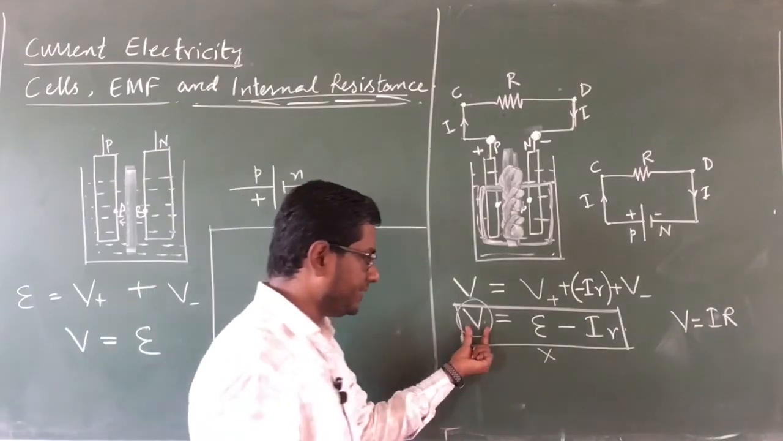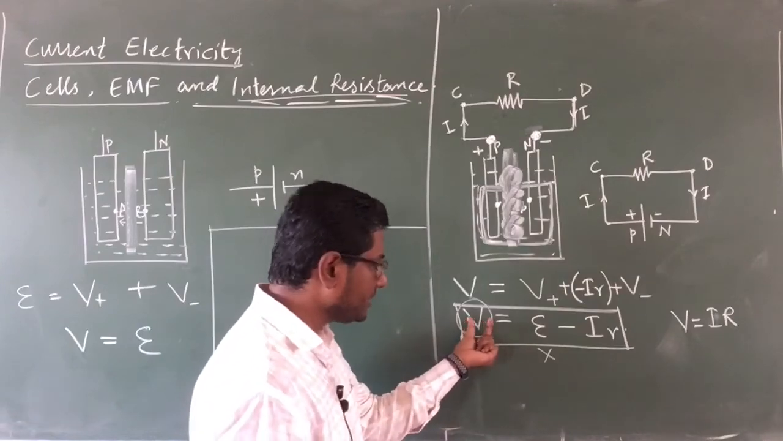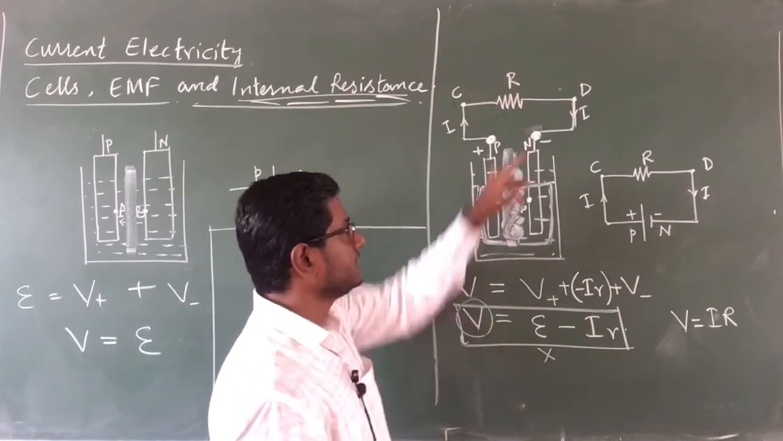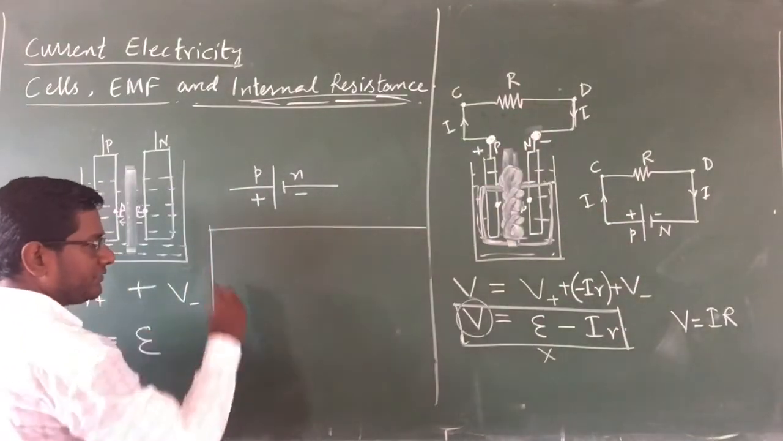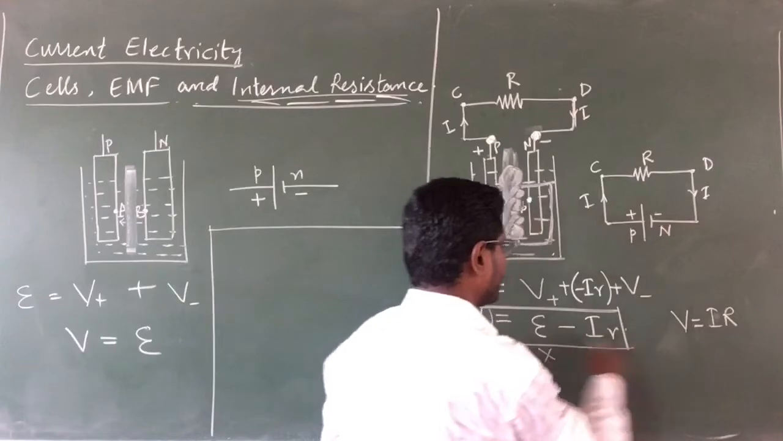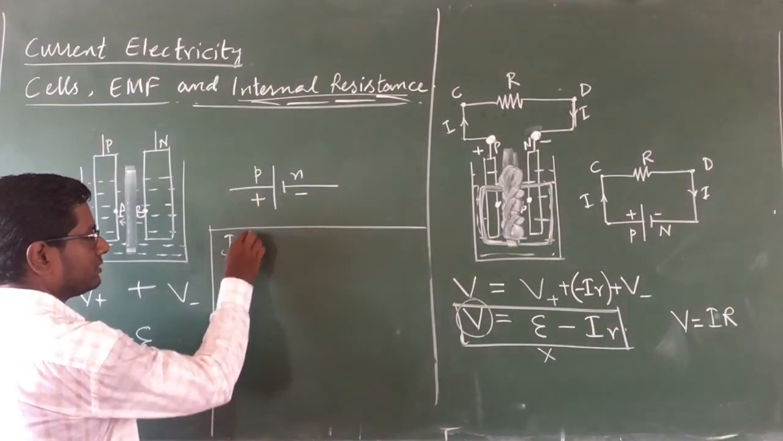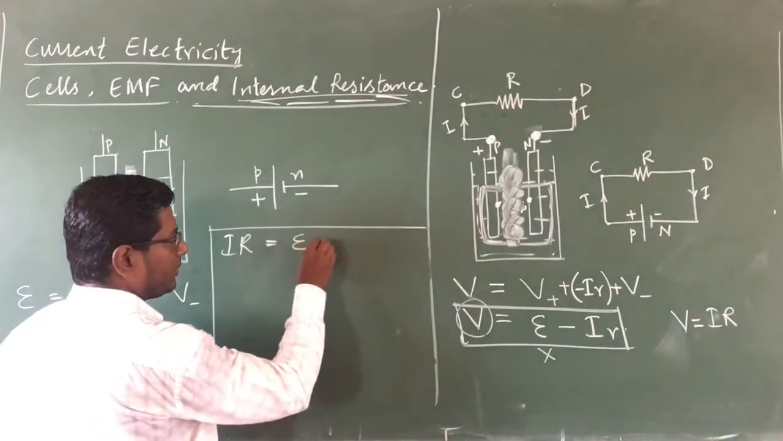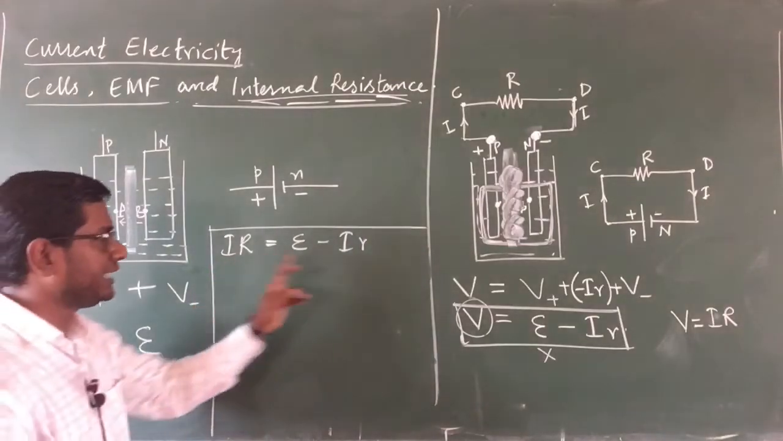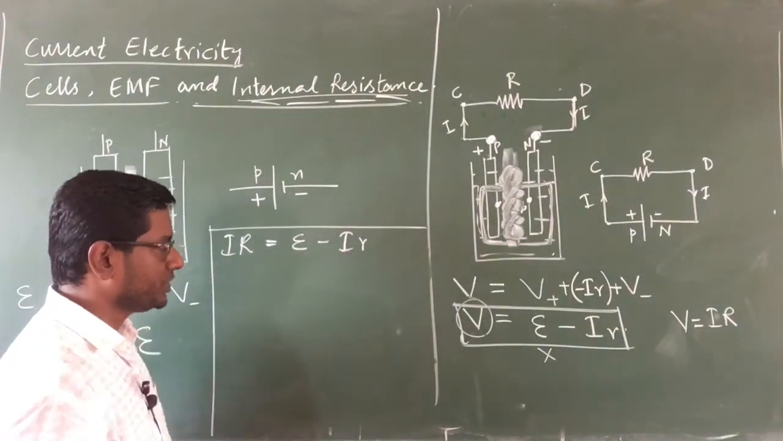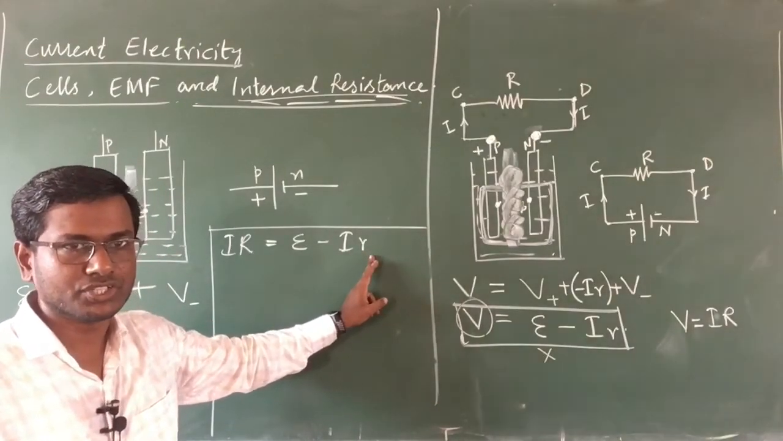I have this V equals epsilon minus I into r. But this V is also the potential difference that exists across this resistance R. So can I equate those two? This equation and this equation both represent V. So I can write IR equals epsilon minus I into small letter r. Now I can find the value of current from this equation, or I can also find the value of small r from this equation.